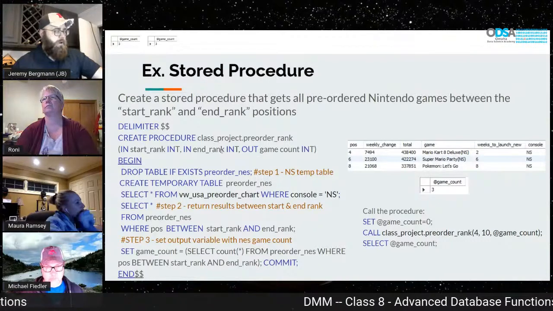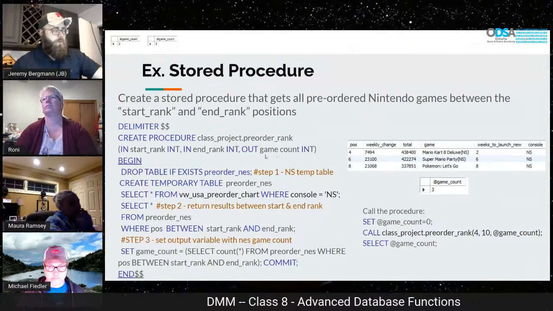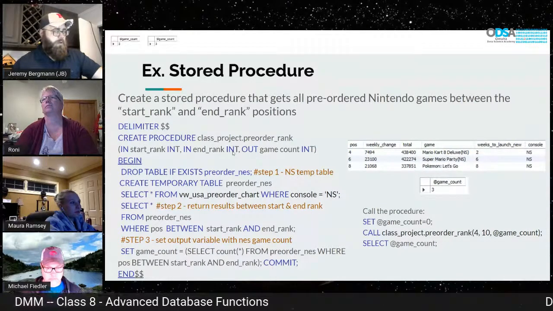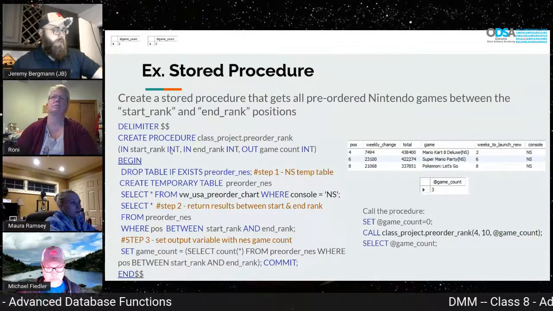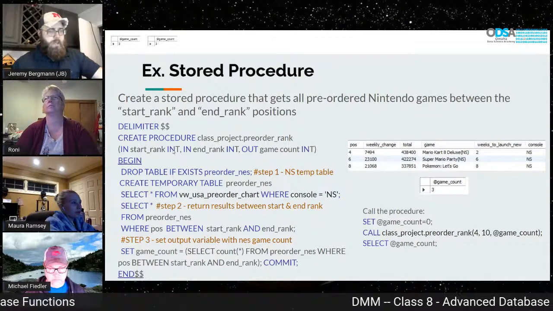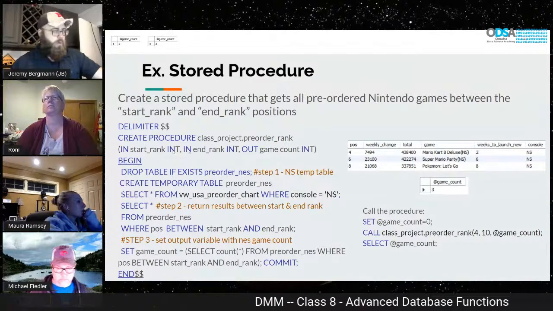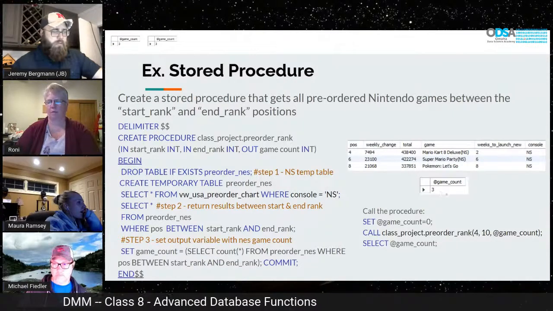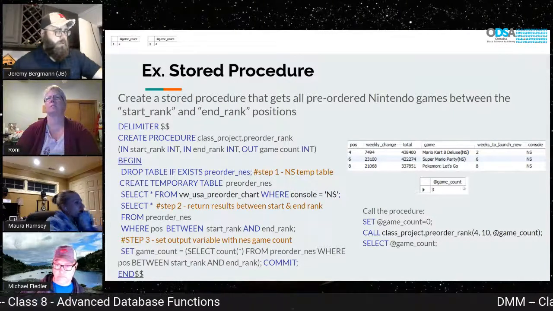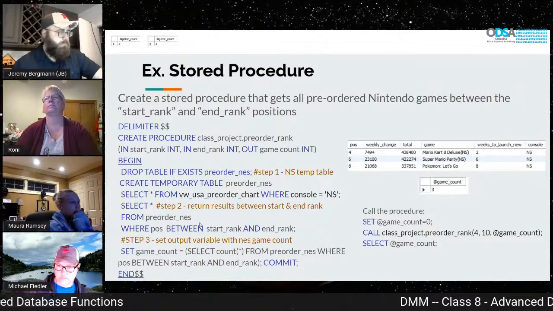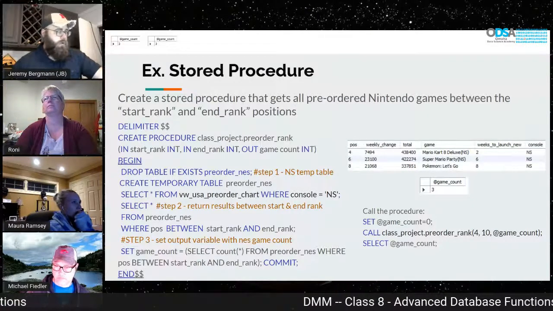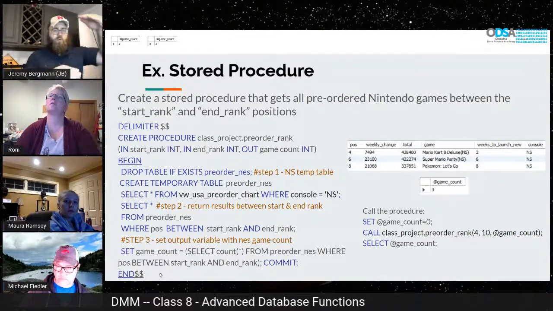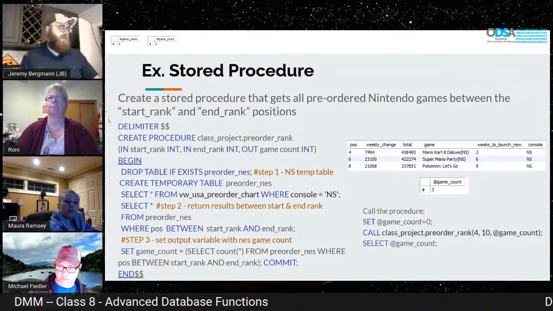I have my in variables and then my out variable game count. And then I define those data types as all integers, because the rank that we're going to send it is going to be a number from 1 to whatever. The end rank is 1 to whenever. And then it's going to count the number of games in between. So the begin and end statement, I underlined those because that's kind of like the framework for your logic.